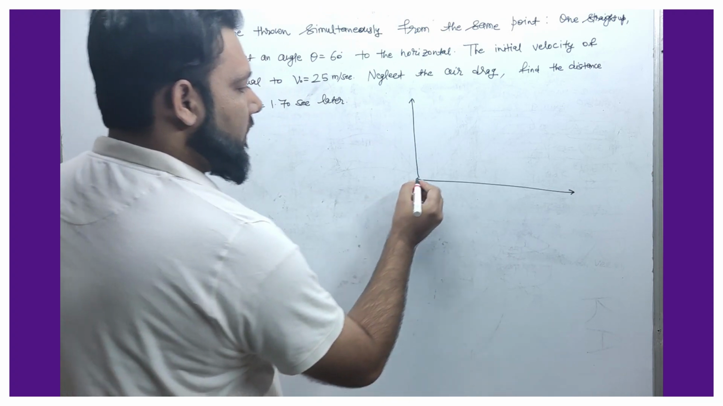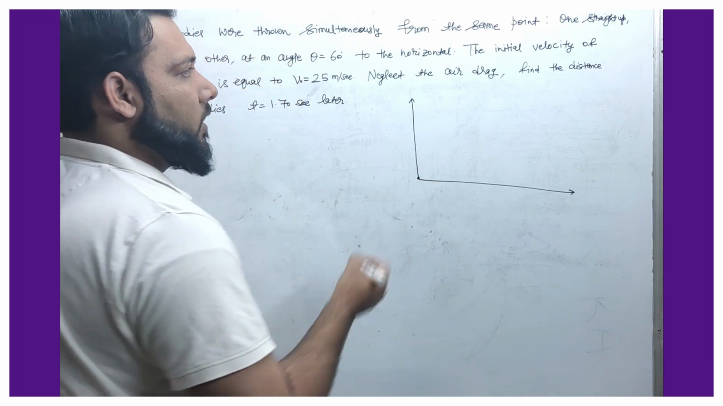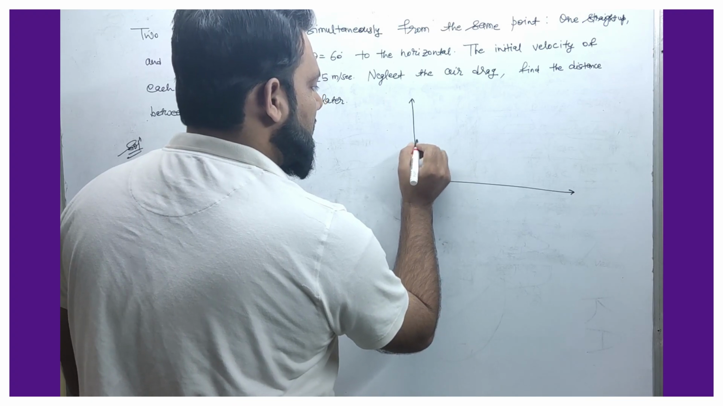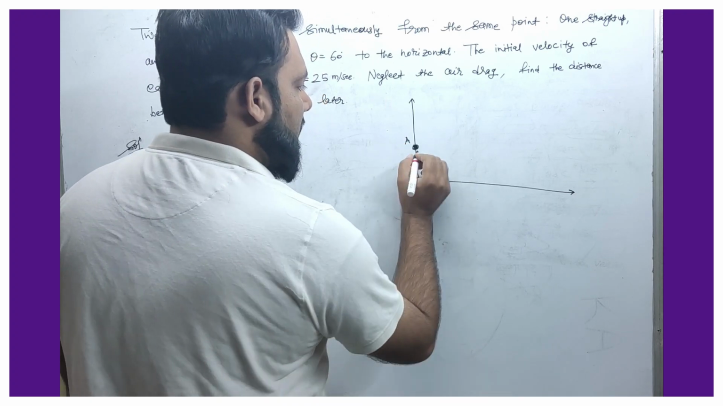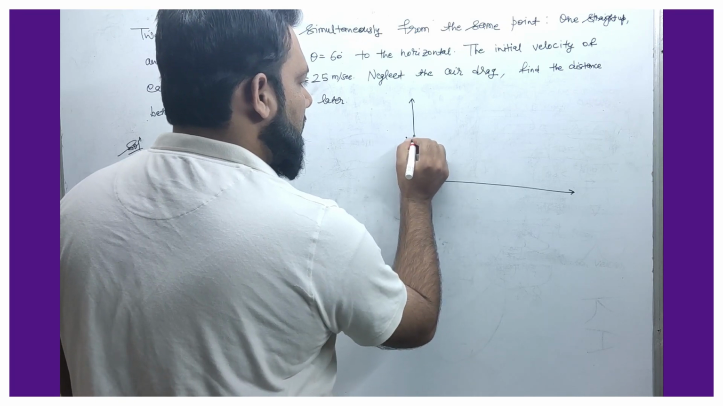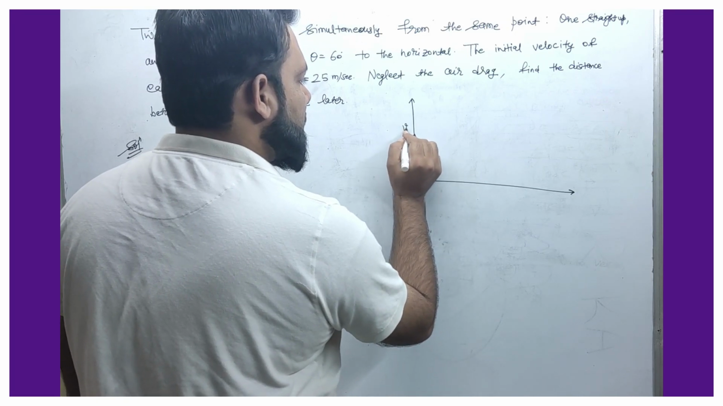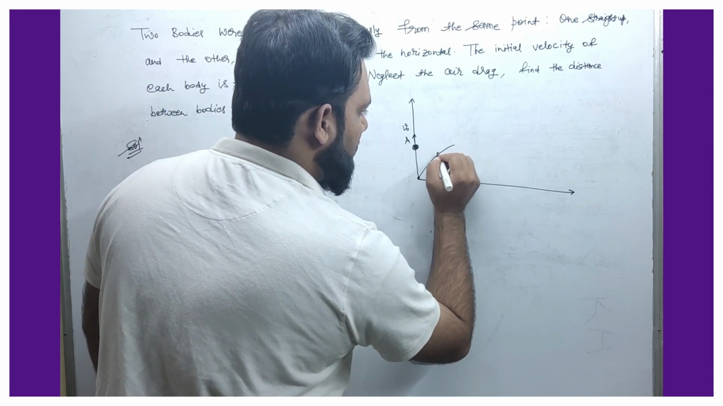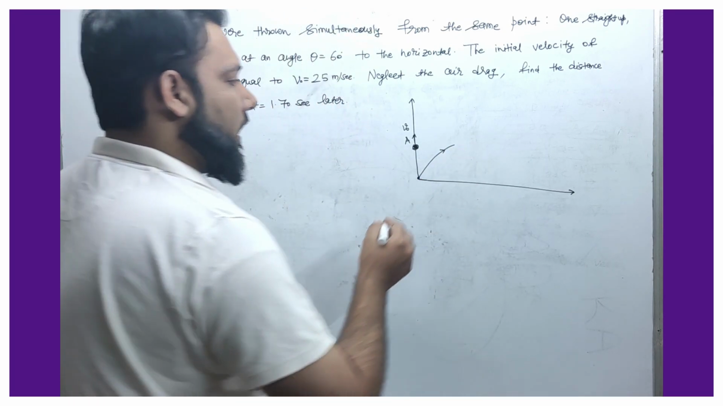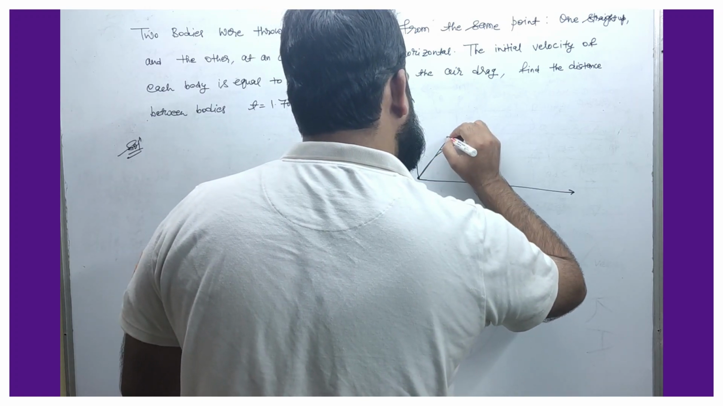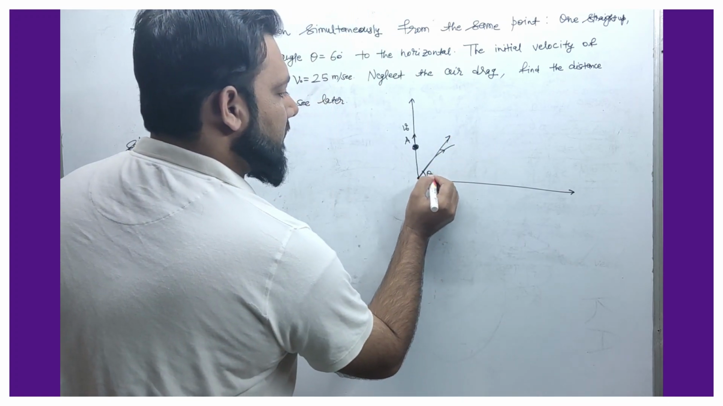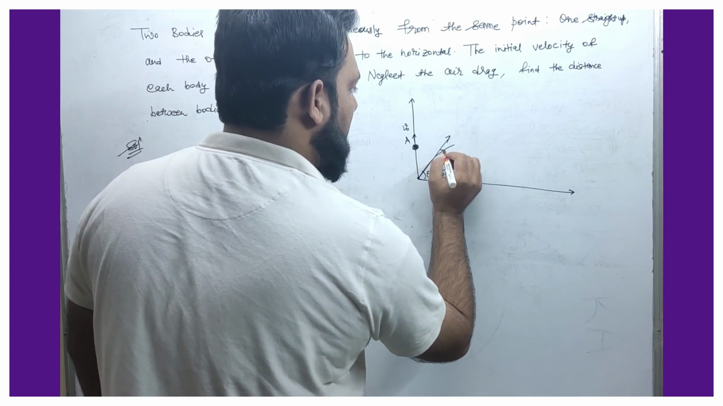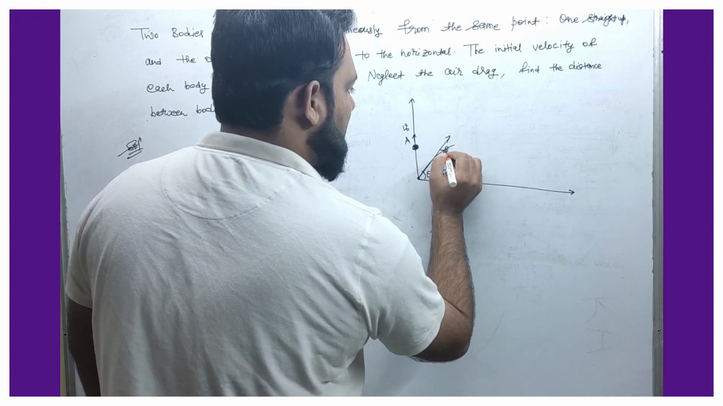The first body, guys, this is the initial point. The first body is going straight up. Suppose this is body 1, this is body A. It is going in the upward direction with velocity v naught, and the other body is going in this direction at angle theta, which equals 60 degrees. Suppose this is the body B.